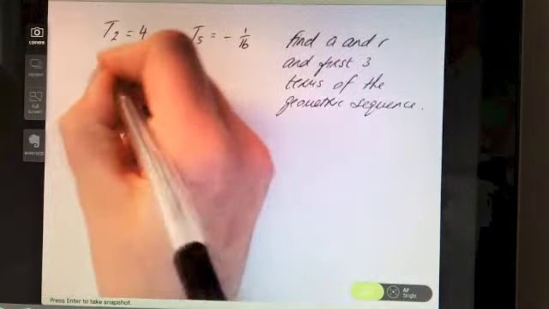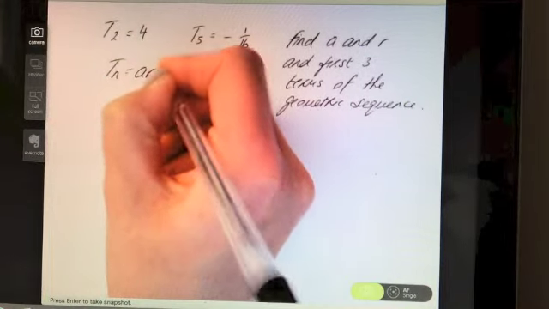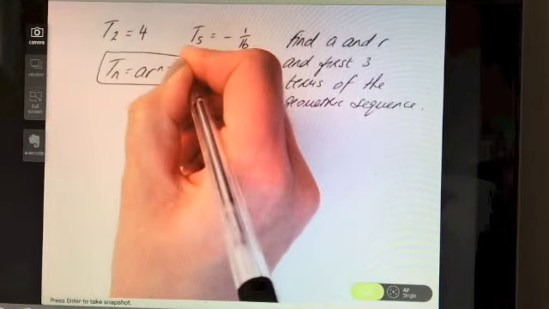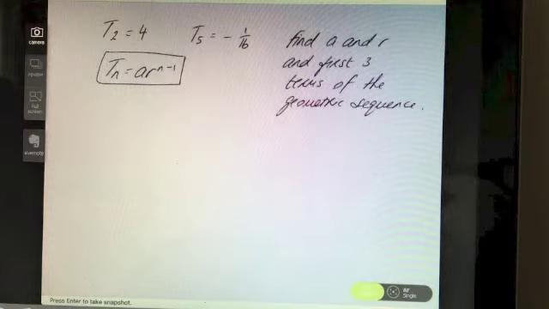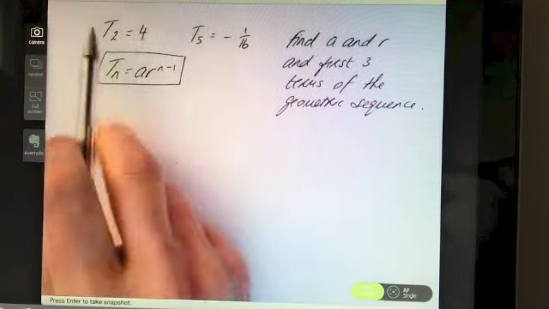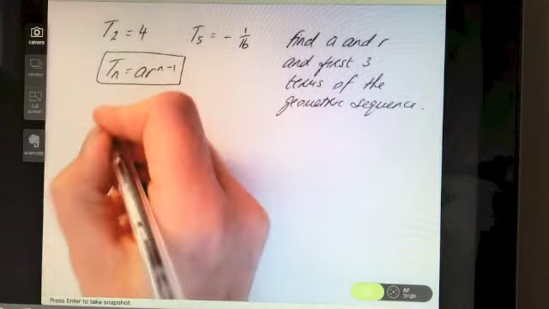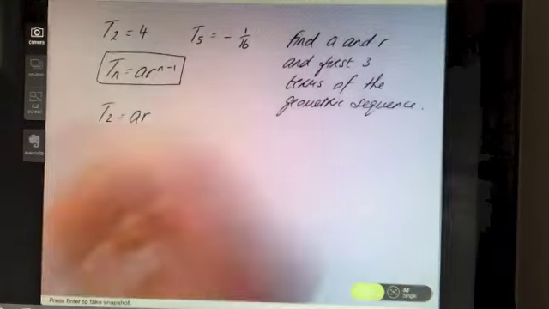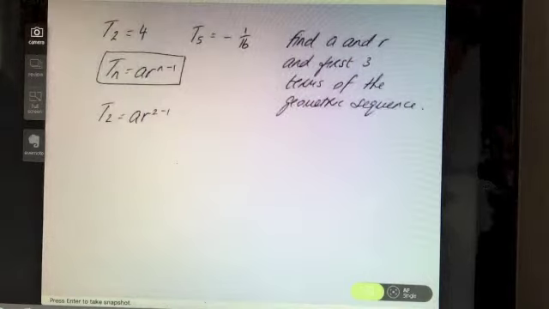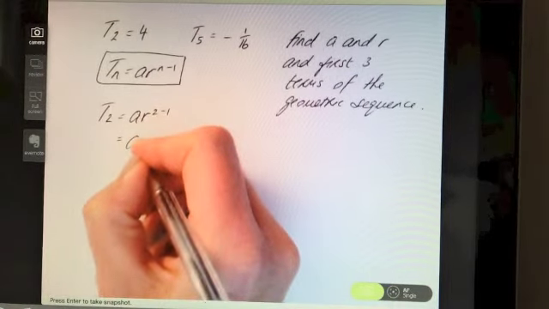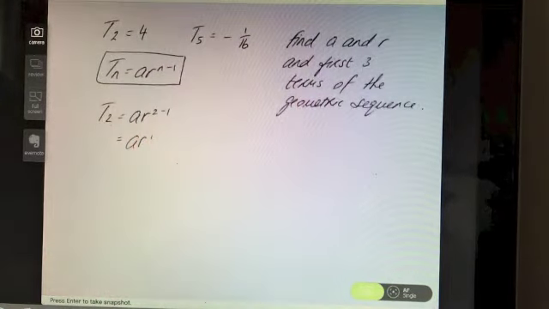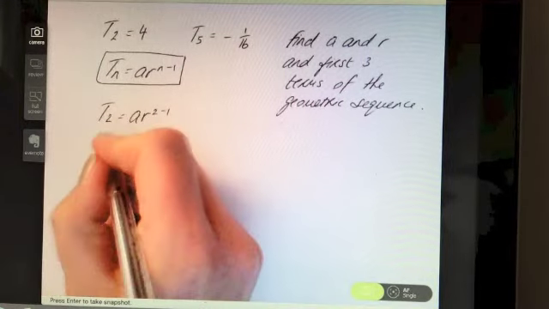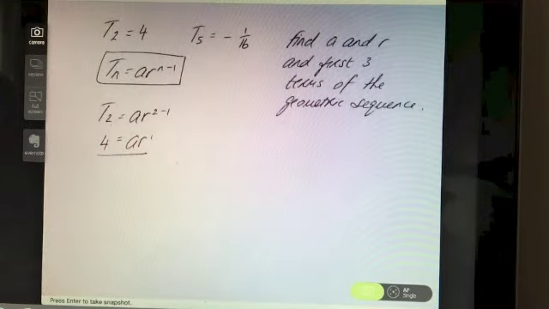Alright, so again, this is what we have to work with here. It's a geometric sequence, so this is your nth term formula. So we again are going to fill in our information as best we can. So for the second term, n is 2, a we don't know, r we don't know, and of course 2 minus 1, that gives us a times r to the power of 1, and of course the second term works out to be 4. So that's as far as we can go with that.